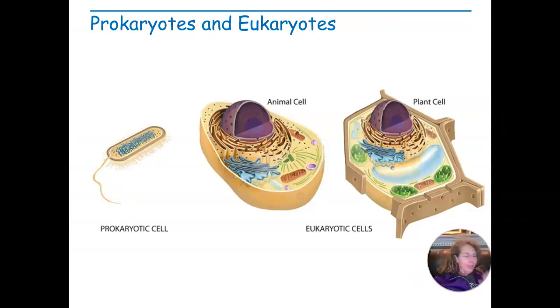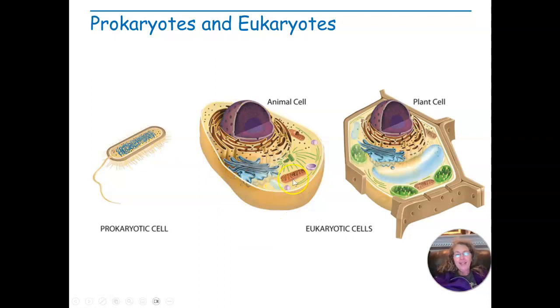So another synopsis comparing the different types of cells. Prokaryotes are smaller, not as complex. They do not have a nucleus or membrane-bound organelles, but they do have ribosomes. They have the cell membrane, which is this white covering, and then they also have the cell wall, which is made up of a specialized molecule called peptidoglycan.